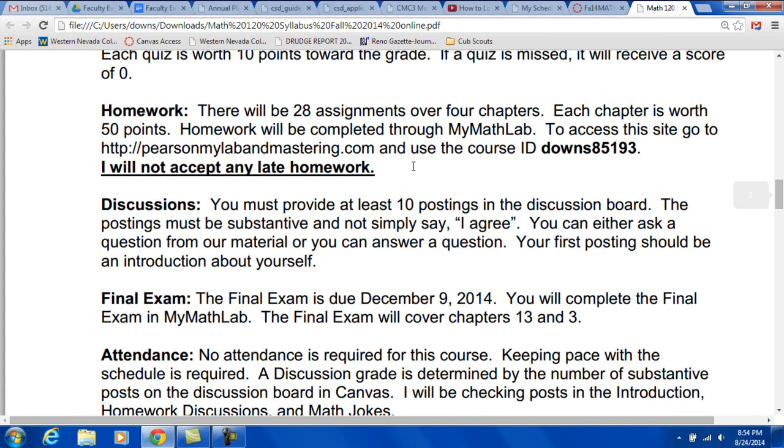There'll be 28 assignments over 4 chapters. Each chapter is worth 50 points. Homework will be completed through My Math Lab, and to access this site, there's the email or the web address, or just typing in mymathlab.com works as well. And the course ID is Downs 85193. And I don't want any late work.